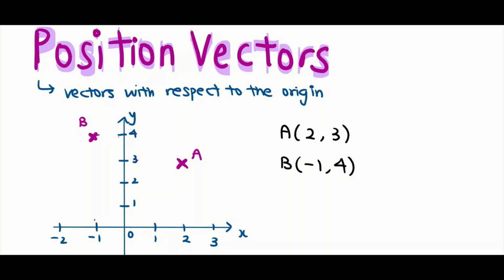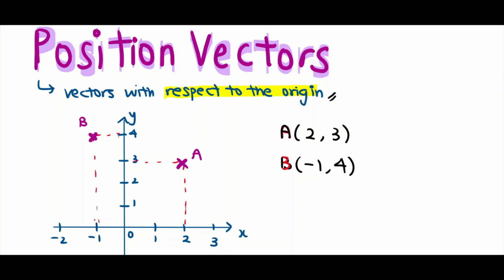When I come to position vectors, these are vectors with respect to origin. Okay, I'll explain a bit more later. Now I have A and B. They give you point A and point B, and I plotted it on my grid. Now, what are position vectors?